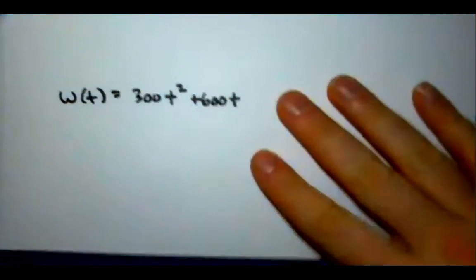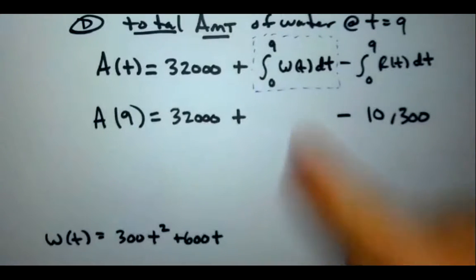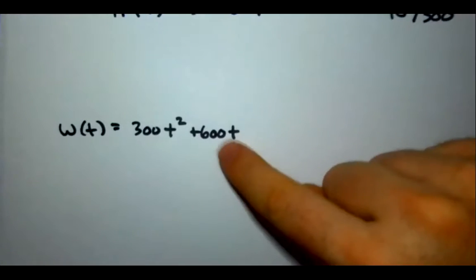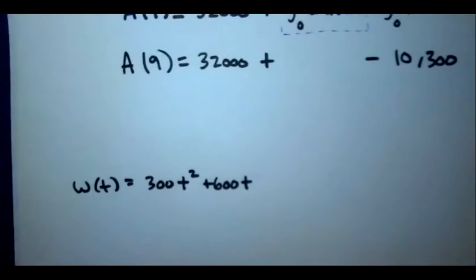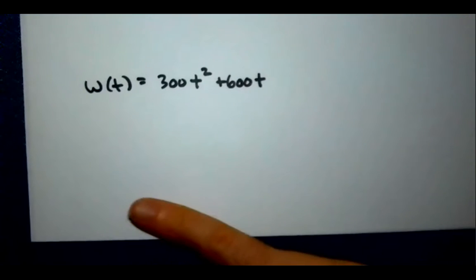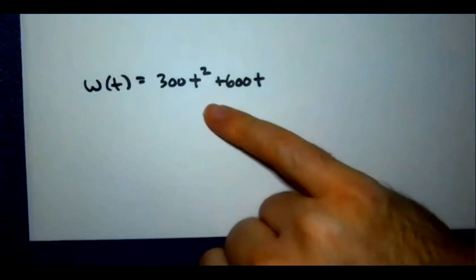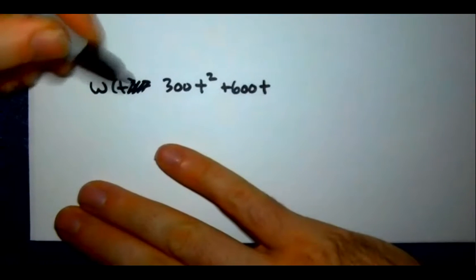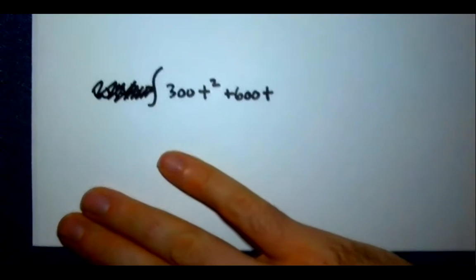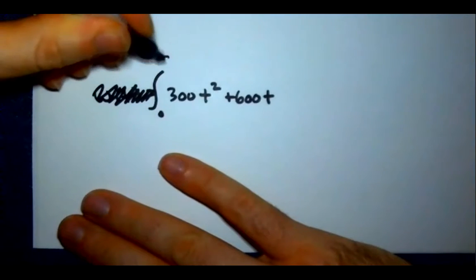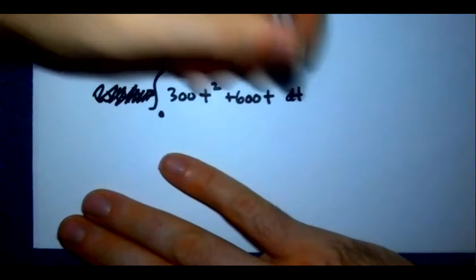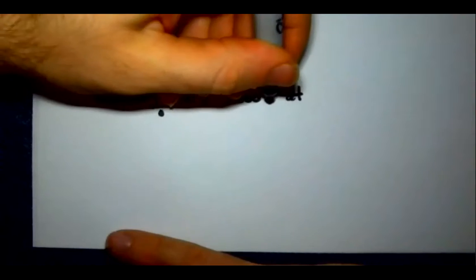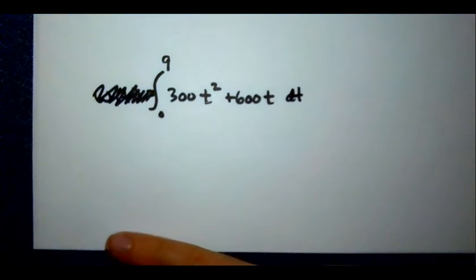Now, notice when I was writing my formula that I just called it W of t. There's no need to waste time copying all these formulas into your amount function. You can just abbreviate it with the name of the function. All right, anyways, we want to integrate this, so I'm going to put an integral symbol there from 0 to 9. I'm going to put a dt so that it's mathematically correct. And we're ready to integrate.